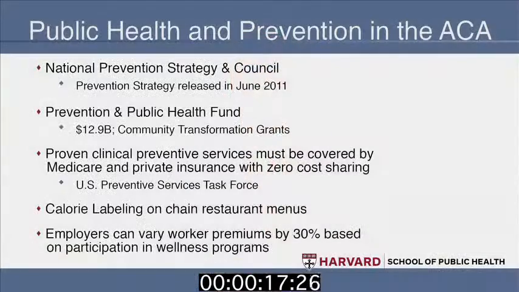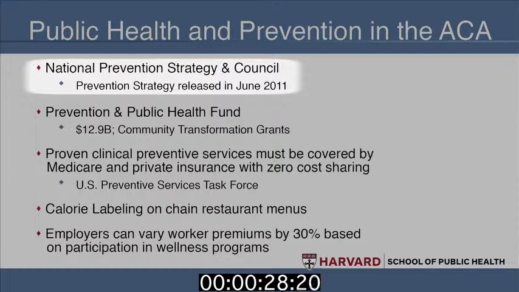So welcome back. What I'd like to talk about now is public health and prevention in the Affordable Care Act. So you may recall from our second lecture that we gave you an outline of what is in the ACA. And you may recall that Title IV of the ACA is all about public health and prevention. So what are the key things that are in there that deal with this important issue?